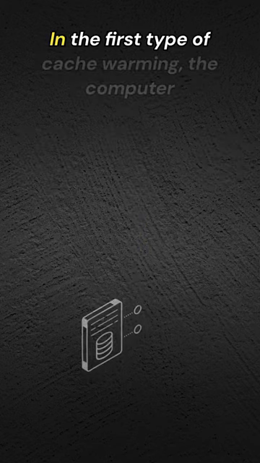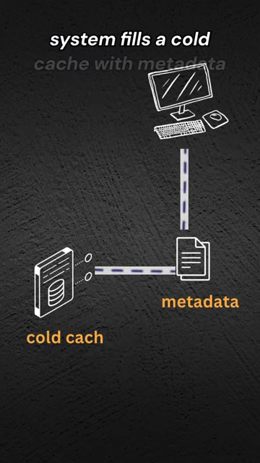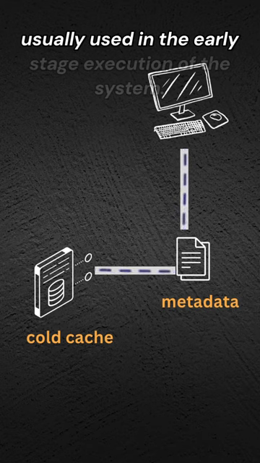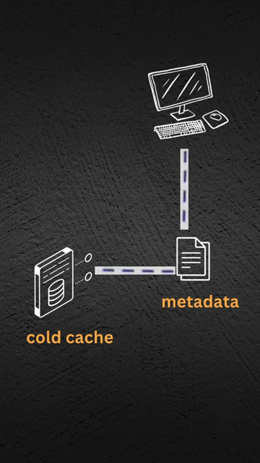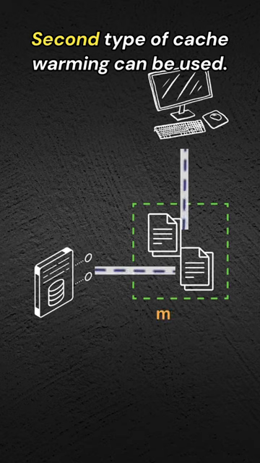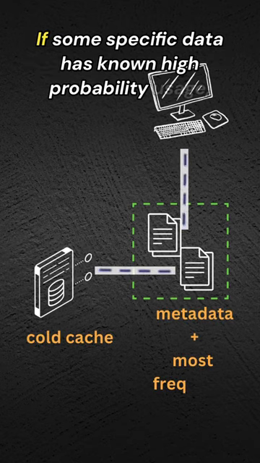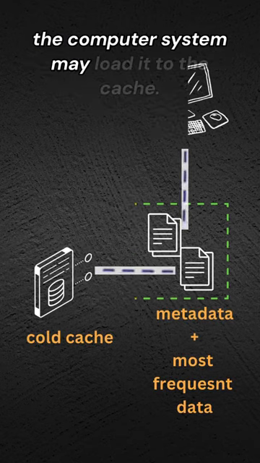techniques. In the first type of cache warming, the computer system fills a cold cache with metadata usually used in the early stage execution of the system. Second type of cache warming can be used if some specific data has known high probability usage, the computer system may load it to the cache.